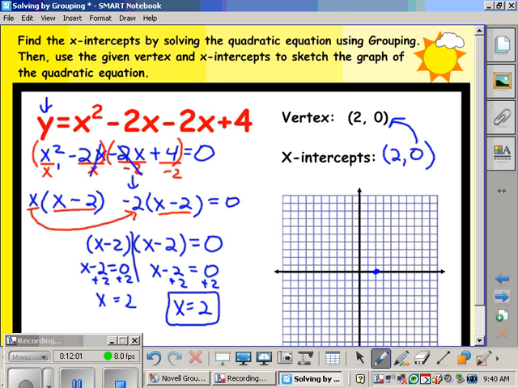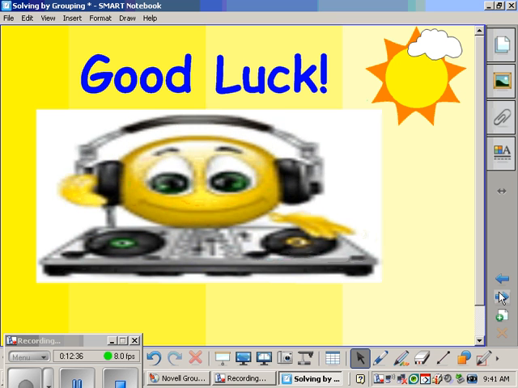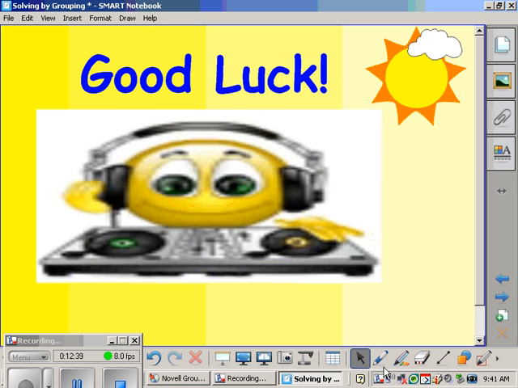Now, in case you're not aware, the way that you know whether to draw your parabola going up or going down is based on, if you go back to the original polynomial, I'm going to circle it right now. If this is positive, if the x squared is positive, then you know that the parabola goes up. If that would have said -x², we would have drawn the parabola down. So we're going to draw a parabola up, and we're just sketching it, making sure our vertex or minimum value of the parabola is at 2, 0. And that completes the lesson on solving a quadratic equation using the grouping method.